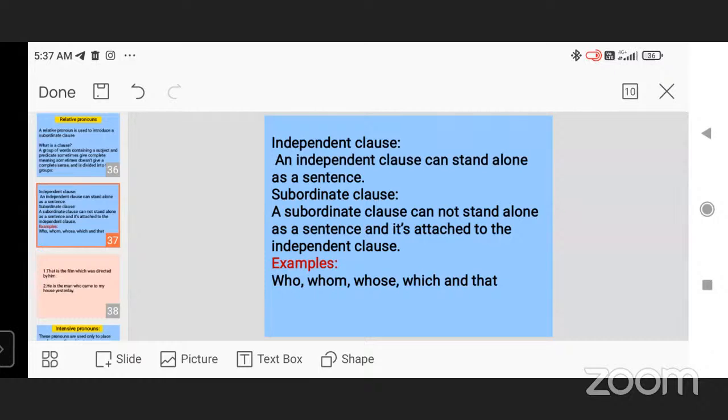Next, we'll see here. An independent clause is nothing but a clause that can stand alone as a sentence. A subordinate clause cannot stand alone as a sentence. It is attached to the independent clause. It is just like a creeper. Do you know the creeper, isn't it? The grape is called a creeper. It can't stand alone, so it needs some support, some stake or any tree, so that it will wind up.